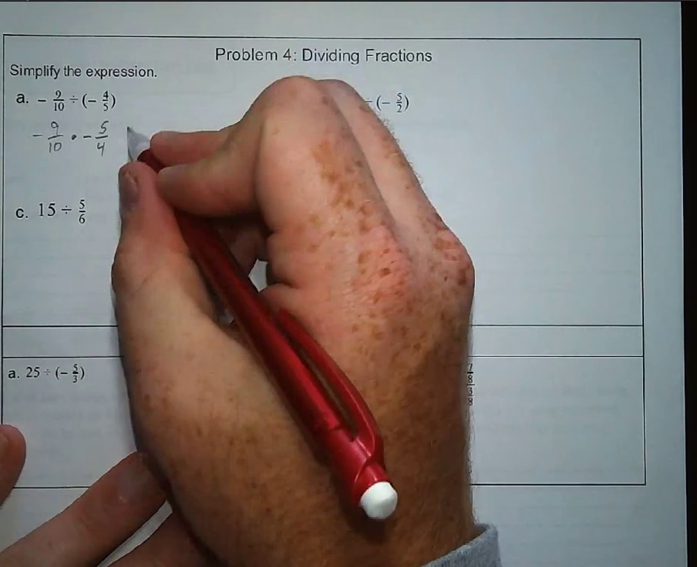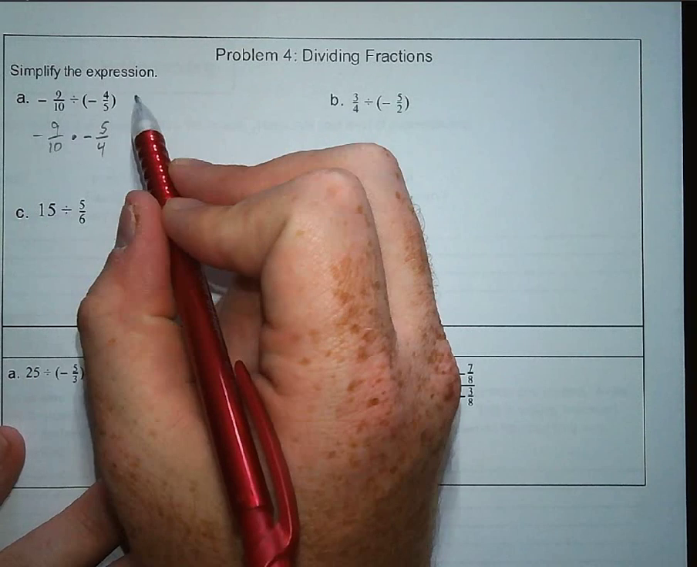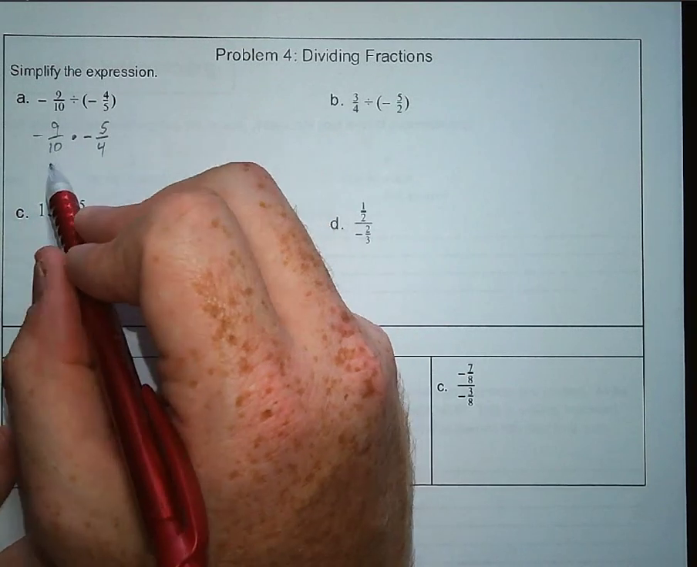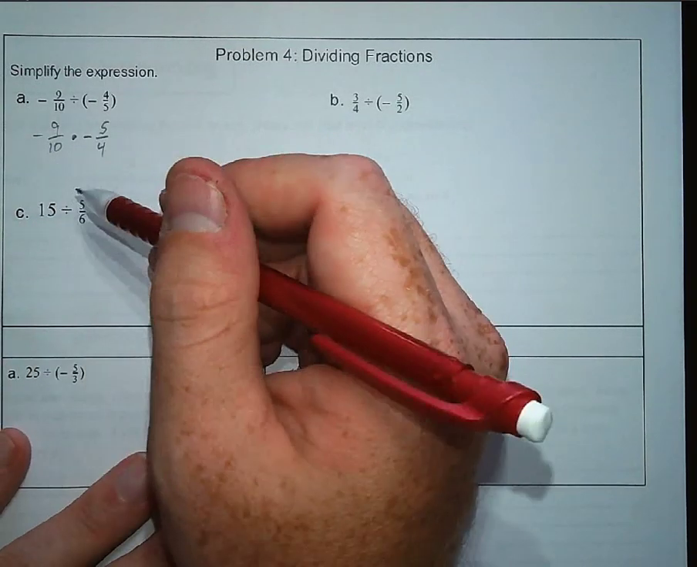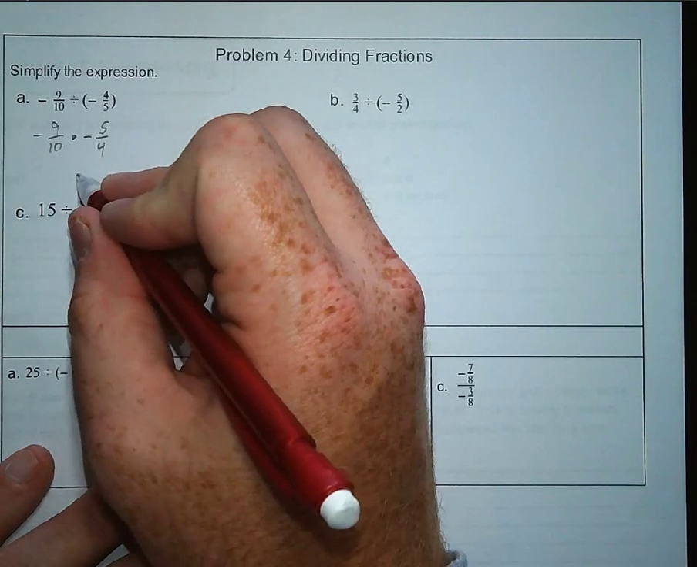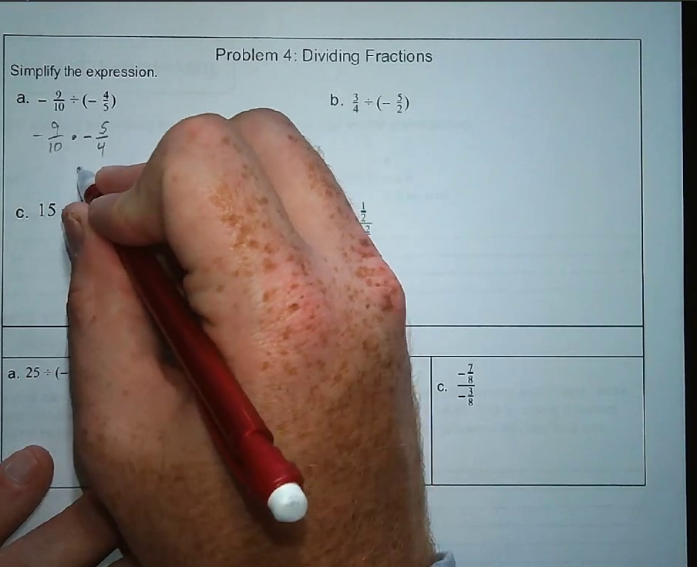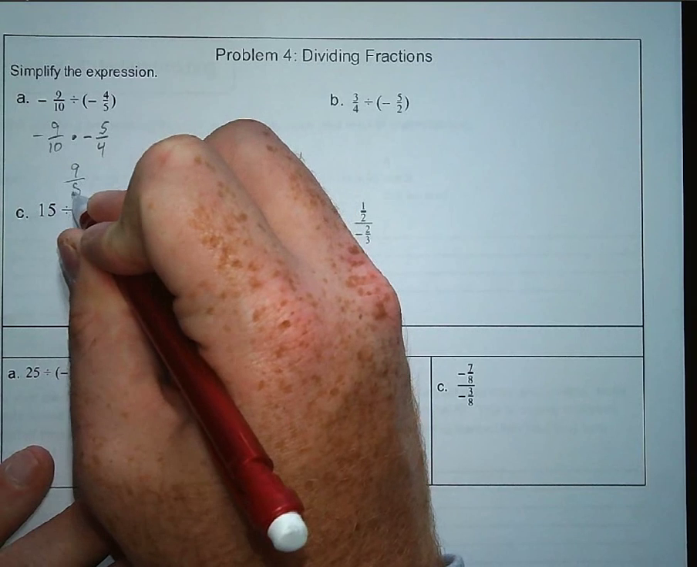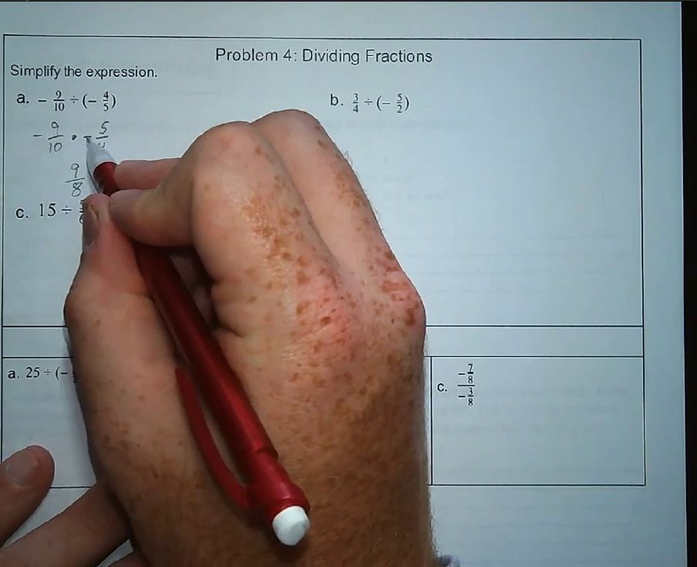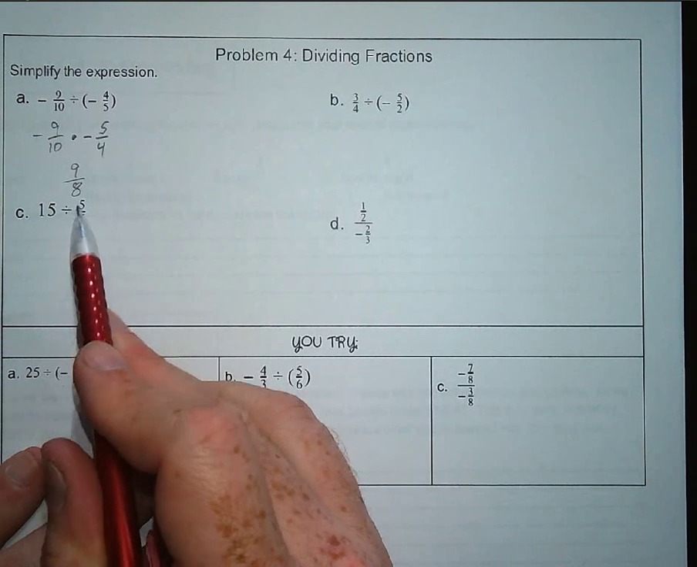Okay? So now we would multiply across, and you've got negative 45 over negative 40, and that would reduce to 9/8. And it's a negative times a negative, so it's going to be positive.